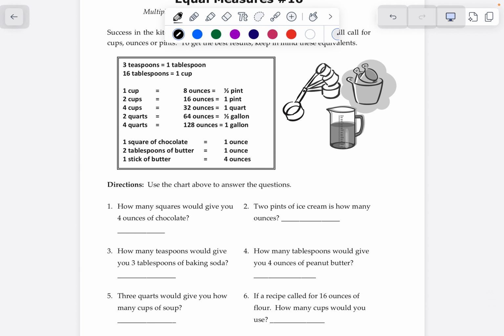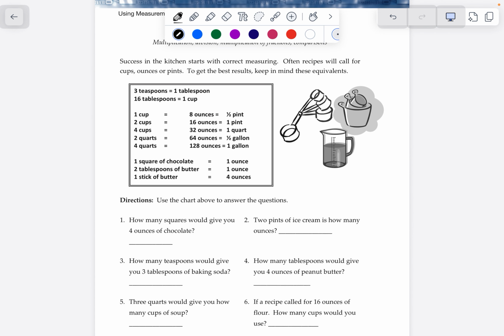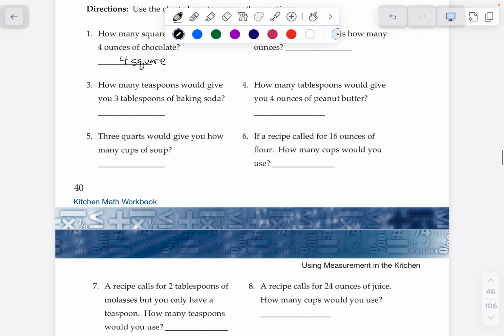It says how many squares would give you 4 ounces of chocolate? If you notice, we're going to use this information right here. 1 square of chocolate is 1 ounce. So if we need 4 ounces, we need 4 squares. Now that's a cooking square. If you get a baker's chocolate, they're measured out perfectly so that every little square that you cut out or break apart would be an ounce.